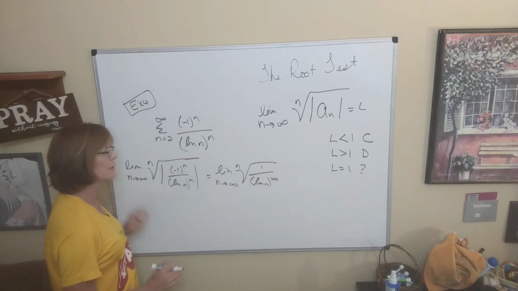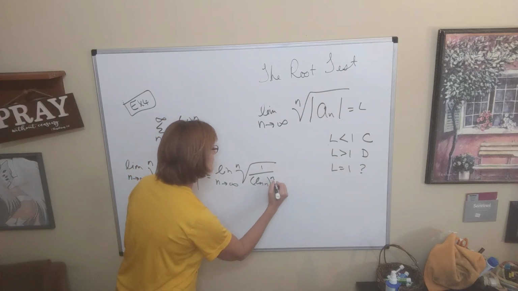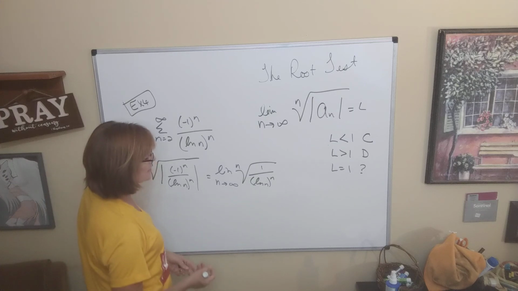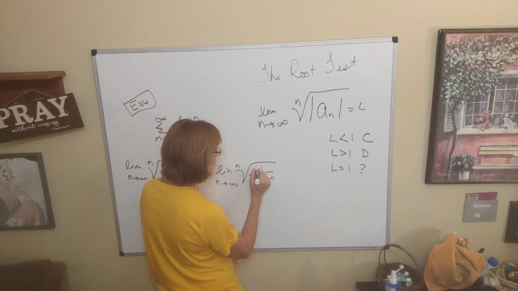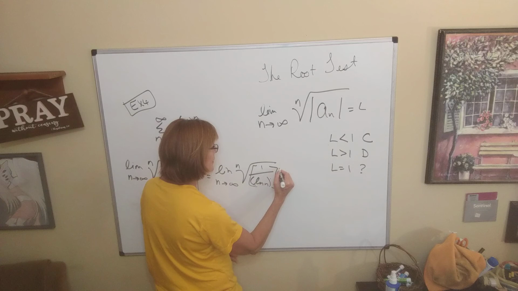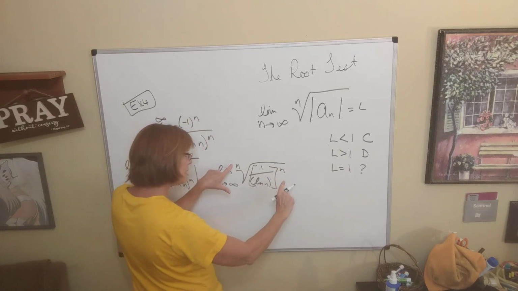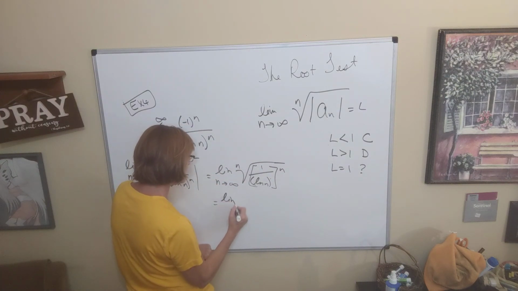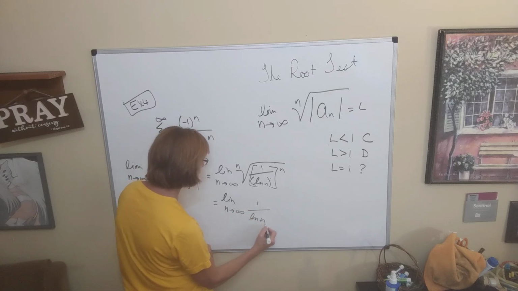So what's going to happen here? Oh my goodness, this is an n. What I could do is think of this as 1 to anything is 1, so I can think of this as 1 to the n over the natural log of n to the n. That is the same thing. So the nth root of something to the n, these cancel each other out. So this is equal to the limit as n goes to infinity of 1 over the natural log of n.